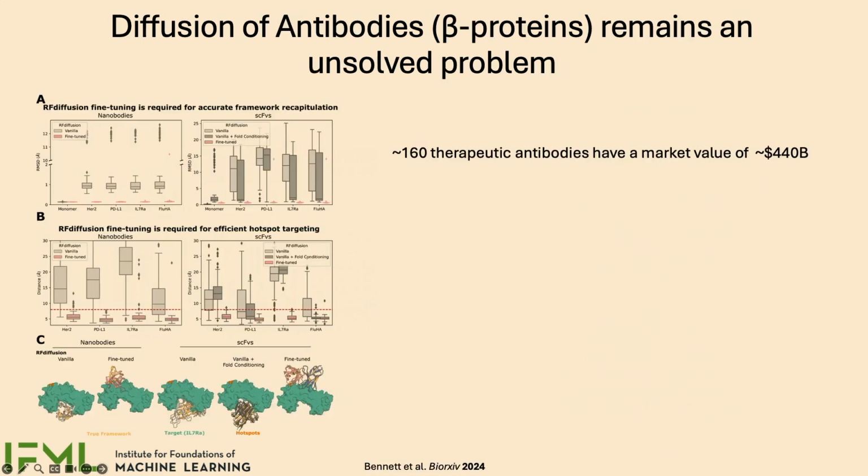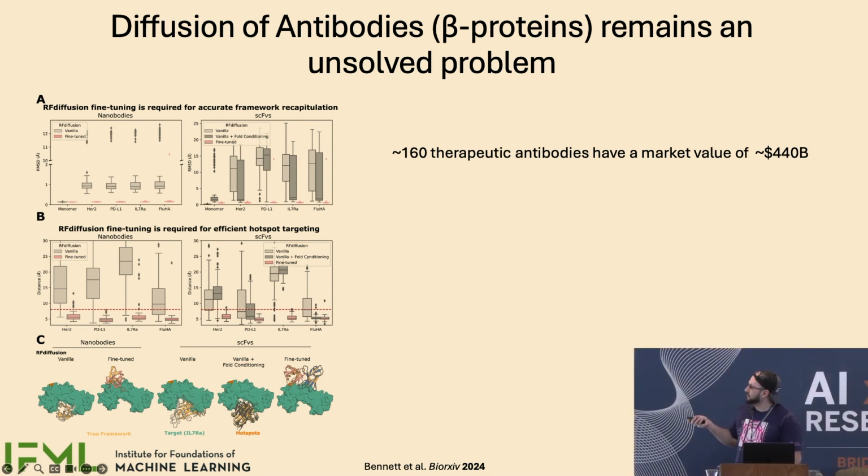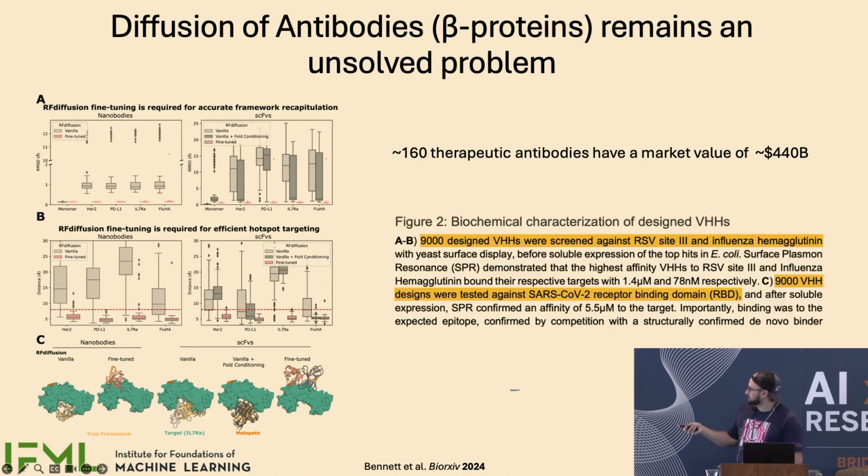And David Baker actually followed this up with another diffusion model where they show that they have to fine-tune RF diffusion for antibodies. And even though they're trying to fine-tune it, you can see their error is still too high, right? They're still getting above a 5 angstrom error. And these are some of the targets that they make.